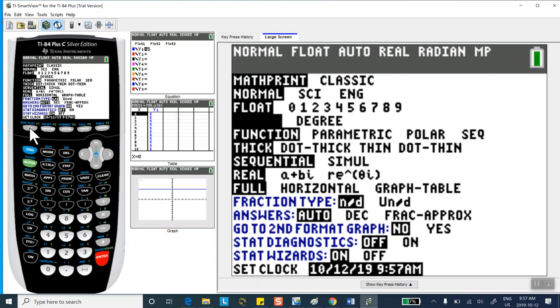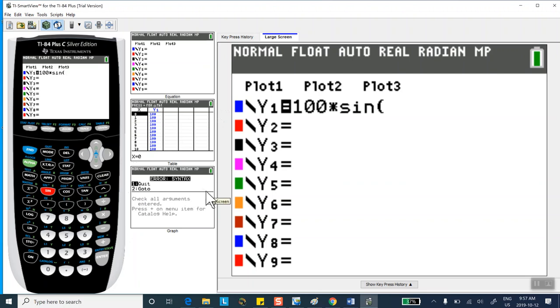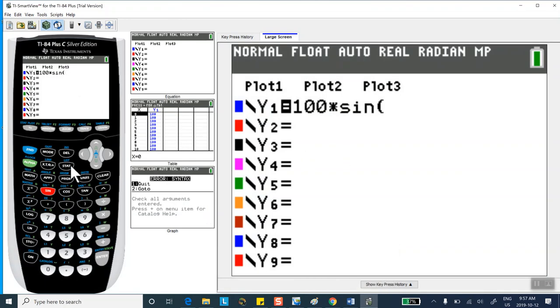So now we're going to go and put that function in there. So it's going to be 100 times sine of theta, right? Sine, can I type here? No. 100 times sine is right there. Okay. Sine of theta, I think that's where it goes, right? Yeah, sine of the variable, there's the variable. And then plus 100.